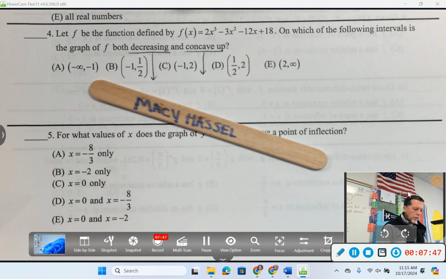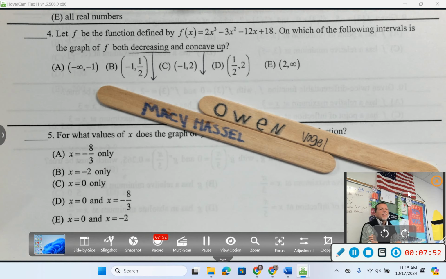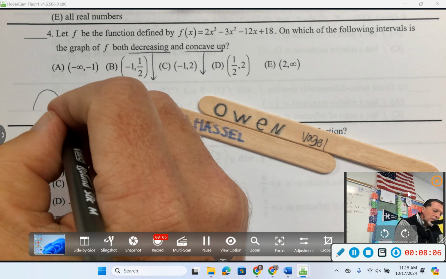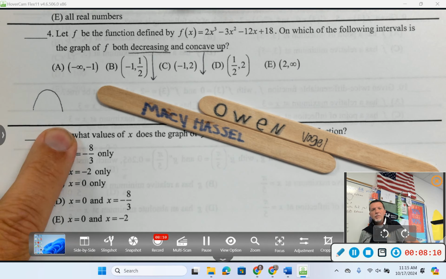Macy, how do I know if a graph is decreasing? What would tell me? Just like going down or it's negative. Okay, what's negative? The slope. The slope is negative. Put that in terms of a first or a second derivative. Like concave down. Is that what you're asking? Be careful, concave down does not necessarily mean decreasing. There's concave down, sometimes increasing, sometimes decreasing.